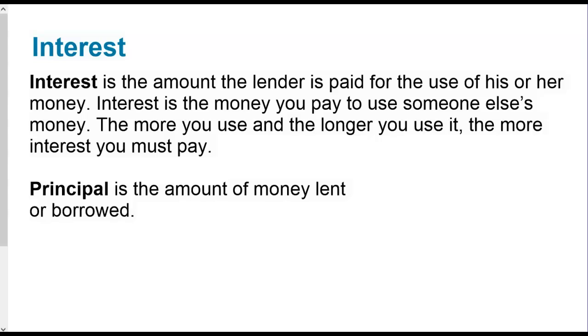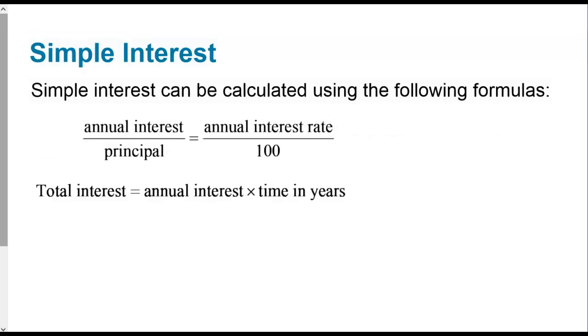The longer and more you use it, the more interest you have to pay, and that's how they make their money. The principal, by definition, is the amount of money that is lent or borrowed, and so how much you basically spend. With simple interest, you can calculate simple interest. Again, this is a proportion problem, and we're going to substitute in the annual interest rate. Please note that these are annual interest rates, which means it's per year, so 12 months.